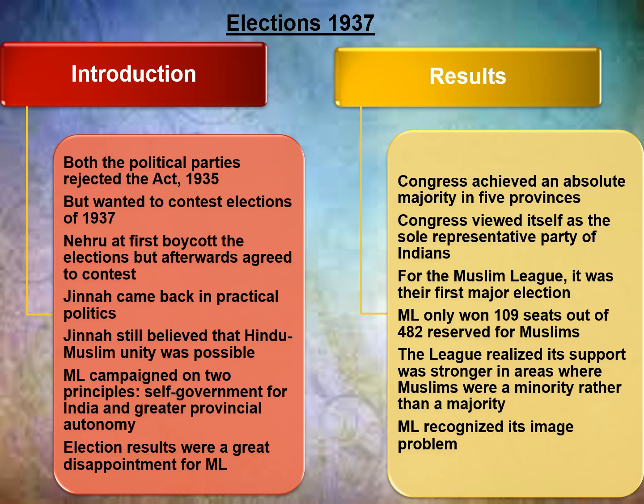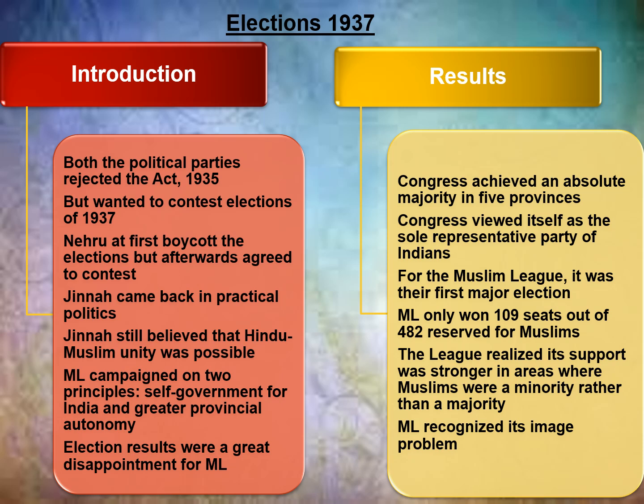Both political parties, the Muslim League and Congress, rejected the Act of 1935, but both wanted to contest the elections of 1937. Nehru at first boycotted the elections, but after negotiations with the Congressmen, he agreed to contest. Jinnah came back into practical politics and became the permanent president of the Muslim League, and he still believed in Hindu-Muslim unity, but after the elections he never again asked about Hindu-Muslim unity. The Muslim League campaigned on two principles: self-government for India and greater provincial autonomy with safeguards for minority communities. However, the election results were a great disappointment for the Muslim League.